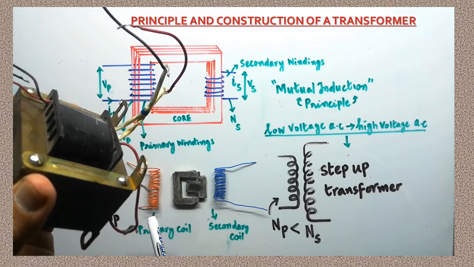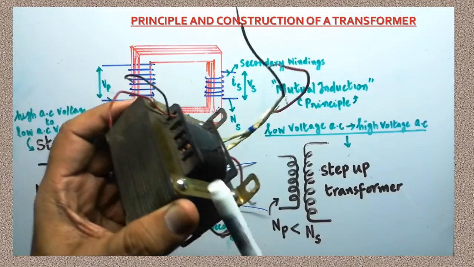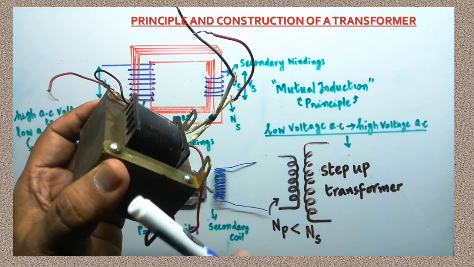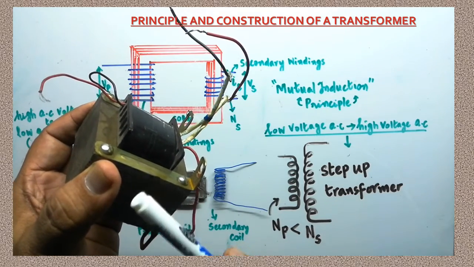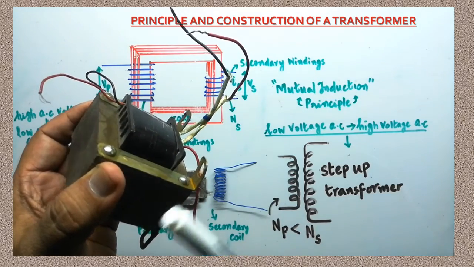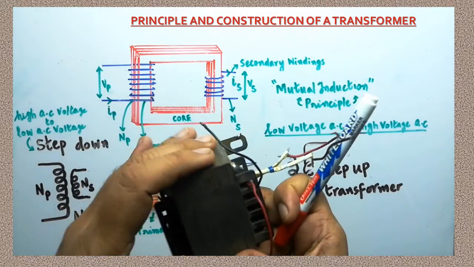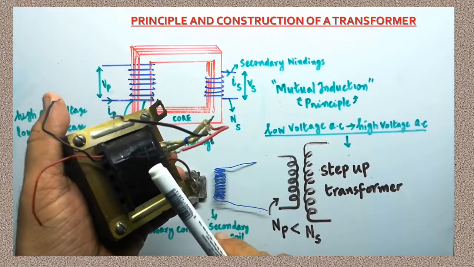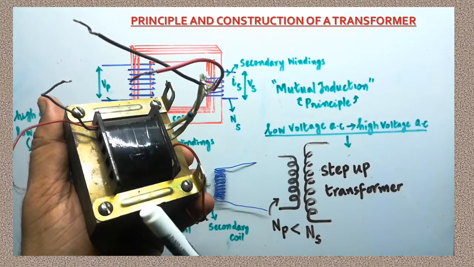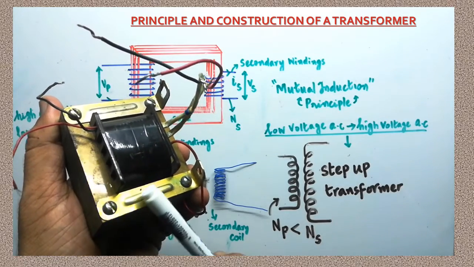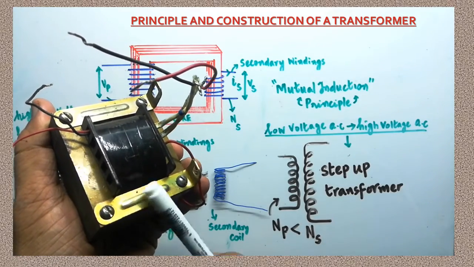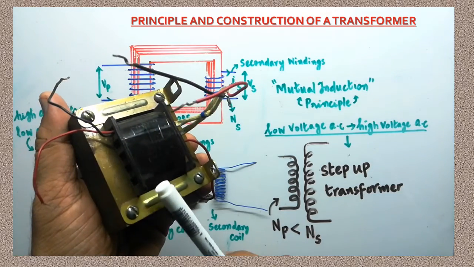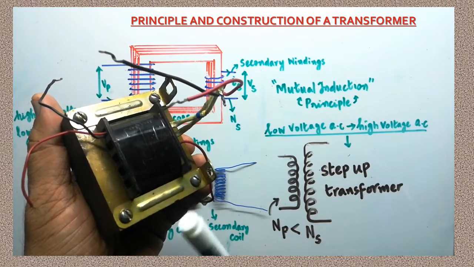Here there are no movable parts. That's why this device is considered a stationary device. So here you should know what the purpose is. This transformer will work only with alternating current, that is AC. It won't function with DC, that is direct current.